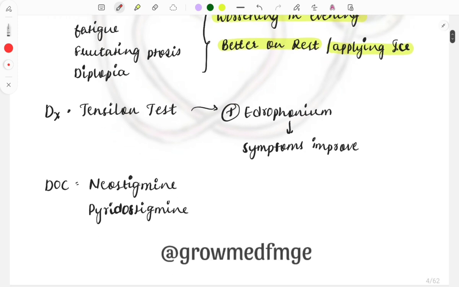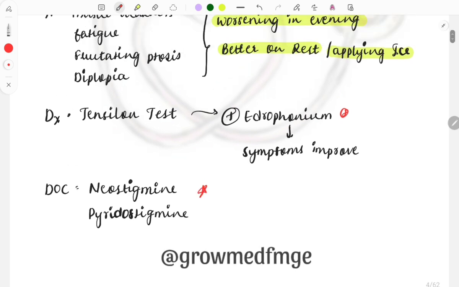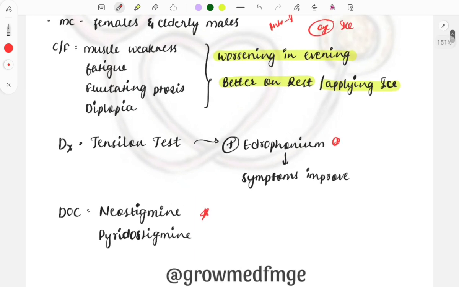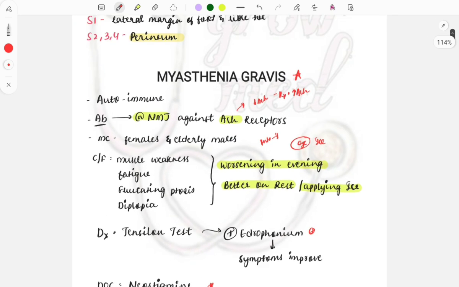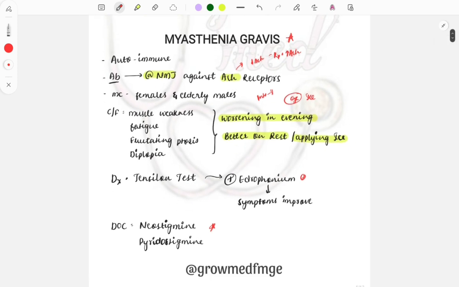ठीक है. Diagnosis में we will be using the Tensilon test and we will be giving the edrophonium. And drug of choice the neostigmine and the pyridostigmine, important from the pharma. ठीक है. तो पूरा पूरा clinical case they can describe and they can ask what is the drug of choice, how will you treat the patient, or they can just ask you how you will diagnose the condition. So it will be the Tensilon test. Okay, so these are the important things which you must remember from the myasthenia gravis.